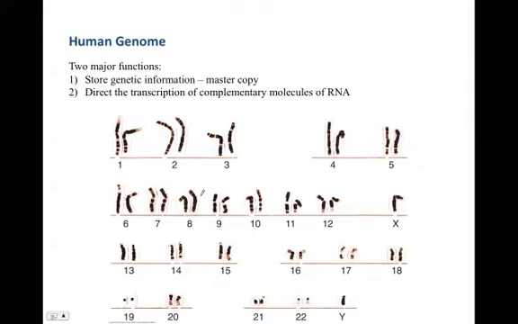The human genome consists of 22 homologous autosomal chromosomes and a pair of sex chromosomes. Here you see the chromosomal arrangement for a male. We can tell this because of the presence of both an X and a Y chromosome. Our genome has 2 major functions. First of all, it stores our genetic information. It is our master copy, and it is integral that we maintain an undamaged copy for genetic stability. Second, it's responsible for the direction of the transcription of complementary molecules. The initial complementary molecules will be RNA, which are translated into proteins.